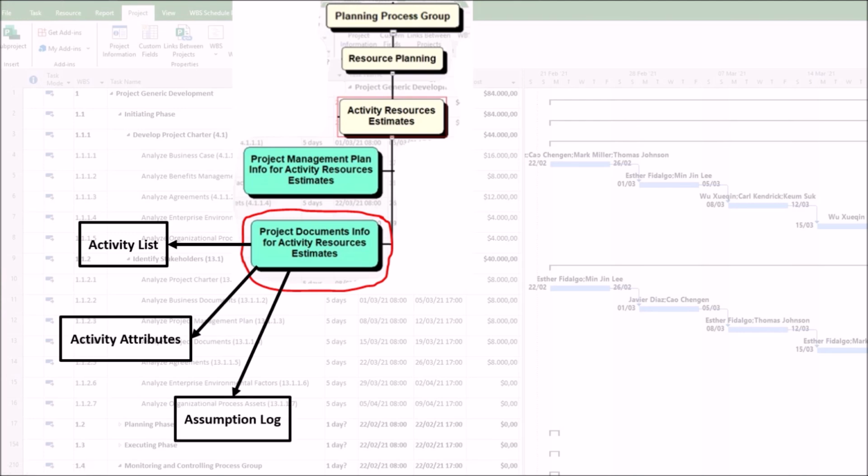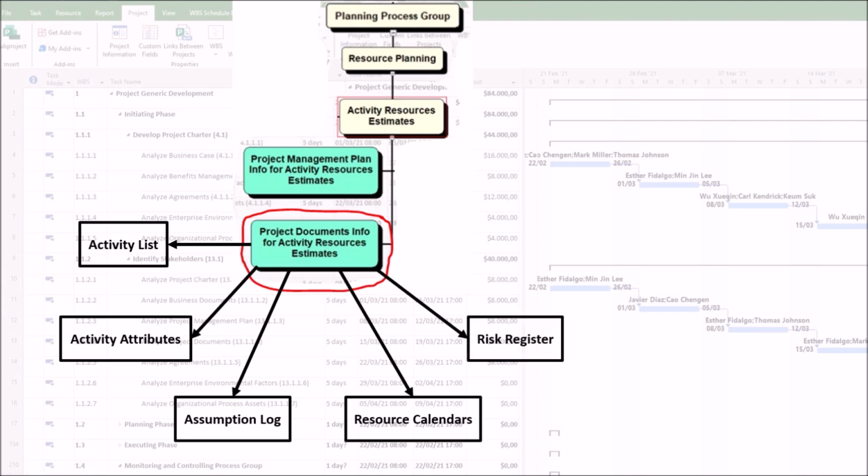3. Assumption log. Tracks assumptions made about resource availability, skills, and other factors, which form the basis of the estimates. 4. Resource calendars. Identifies the working days and availability of both human resources, like team members, and physical resources, like equipment.